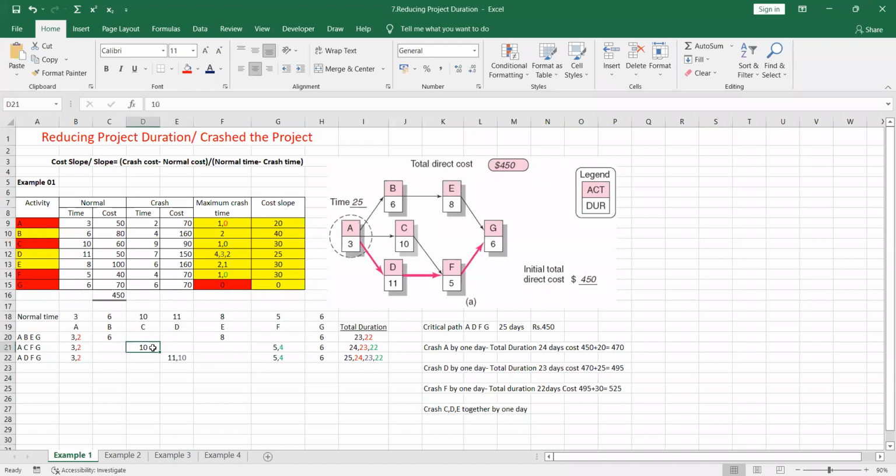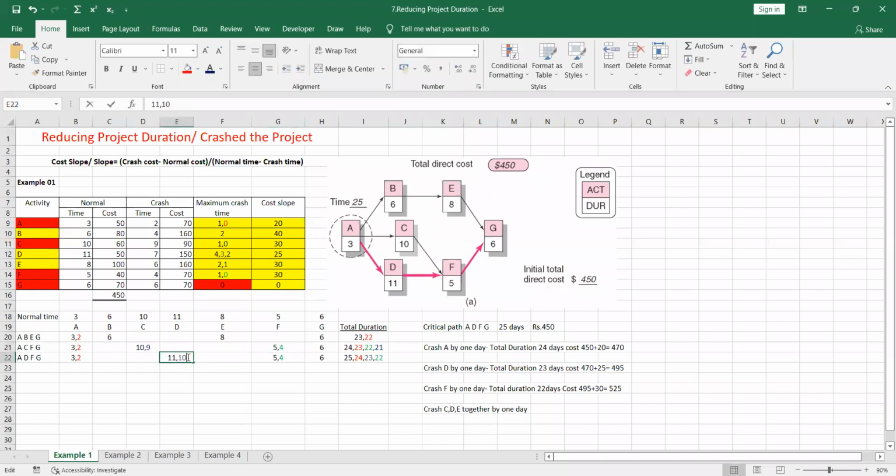So we are crashing C here. We are making 10 into 9. Crashing C here means you have to make it 9. That means the total duration should be what? 21, right? So the total duration should be 21 here. So we have crashed C.